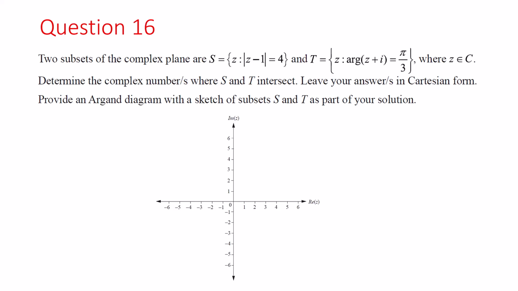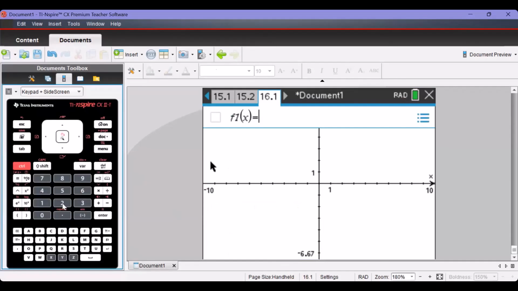Now in this question, we're given 2 subsets of the complex plane. So S is a circle of radius 4 with center (1, 0). T is a half line or ray starting at but not including (0, -1), and it makes an angle of pi on 3 with the positive direction of the real axis. So our two Cartesian equations are (x - 1)² + y² = 16, and y = √3(x - 1), where x is greater than 0.